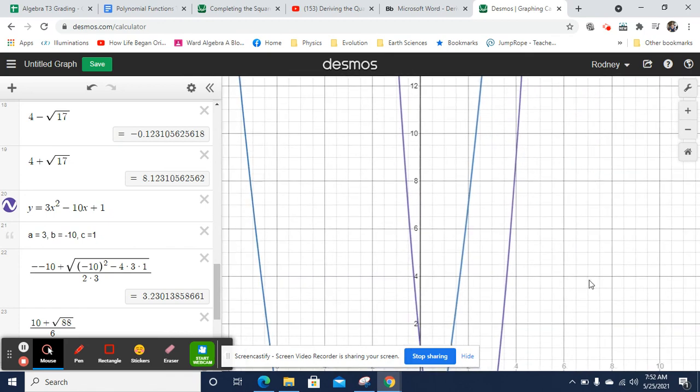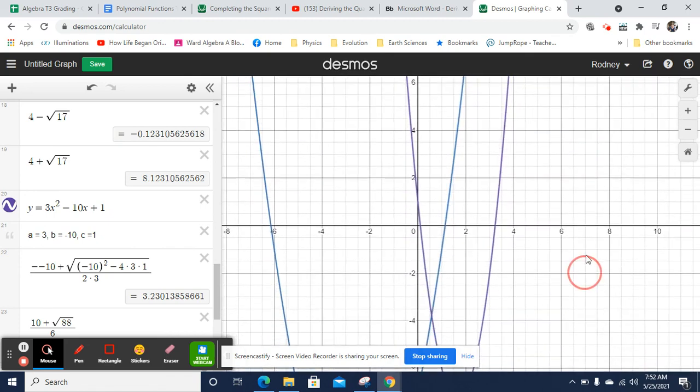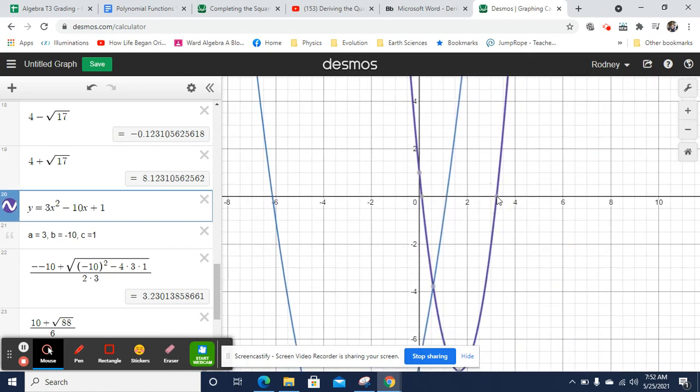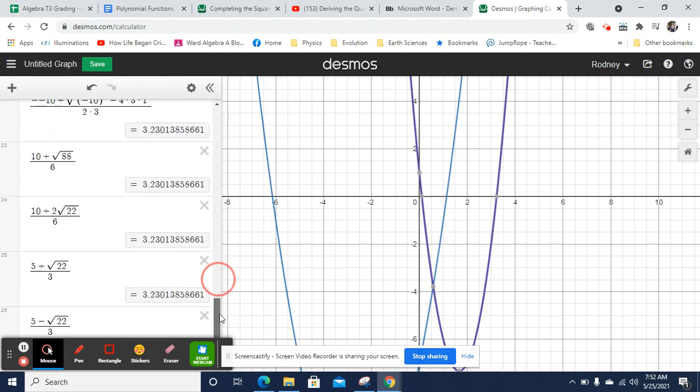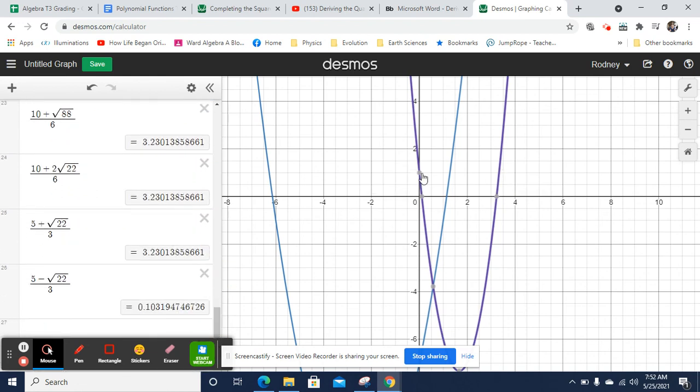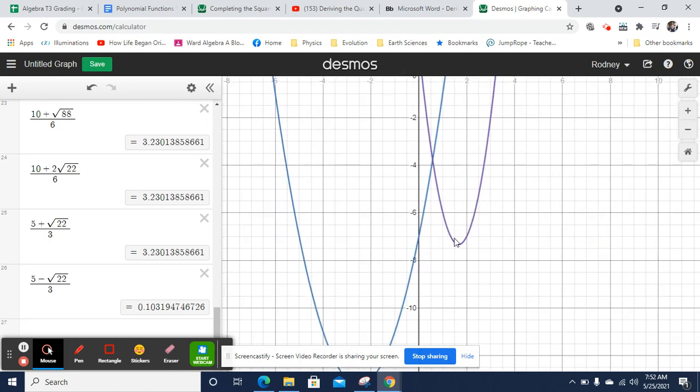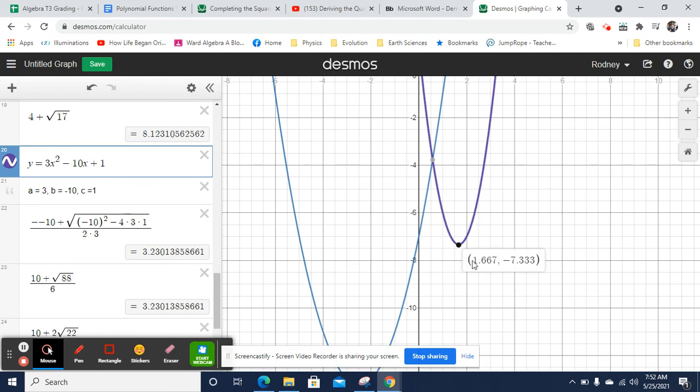So here's the equation. And I've got my x-intercepts here and here. So I've got a 3.23. That was definitely one of my solutions. And a 0.103-ish. That's my other solution. Now, my vertex, since I've got 5 plus or minus root 22 all over 3, my vertex should be at 5 thirds or 1 and 2 thirds, so 1.6-ish, 1.67-ish, and there it is.